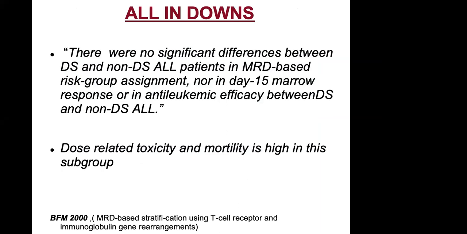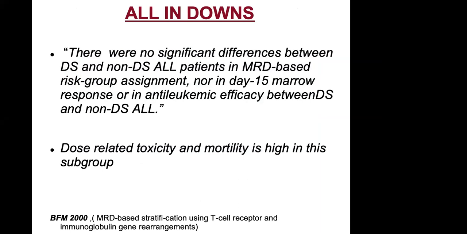But what is the difference in acute lymphoblastic leukemia and Down syndrome? There was no significant difference between DS and non-DS ALL patients in MRD-based risk group assignment, nor in day 15 marrow response, or in anti-leukemic efficacy between DS and non-DS ALL. But toxicity is high.